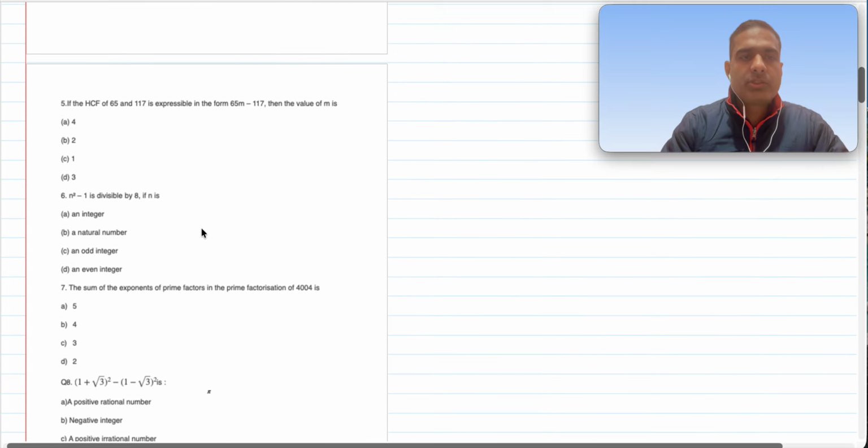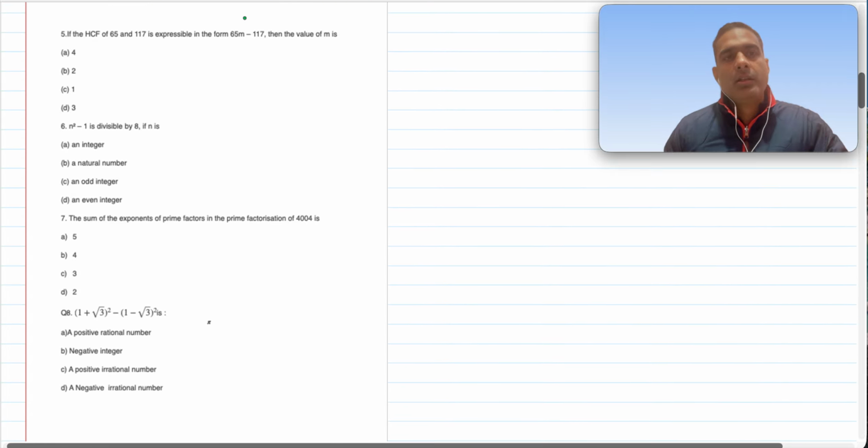Now moving to question number 5. Here it is saying if the HCF of 65 and 117 is expressible in the form of 65 times m minus 117, then the value of m is.